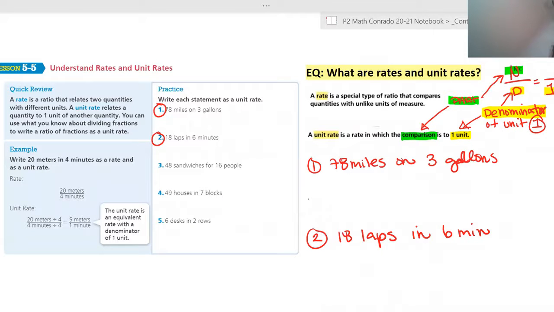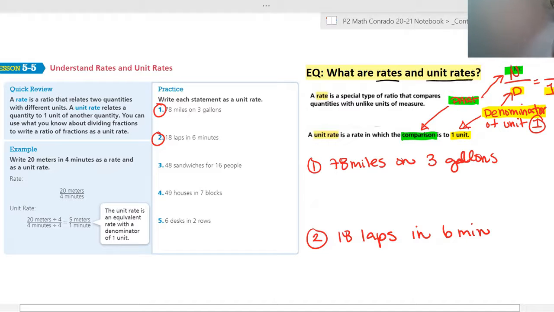All right, you guys, today we are looking at lesson 5-5 with understanding rates and unit rates. Our essential question is, what are rates and unit rates? So we know that a rate is a special type of ratio that compares quantities with unlike units of measure. So we're comparing two things that are both different units of measure. So a unit rate is a rate in which the comparison is to 1 unit. So the unit rate is the rate per 1.